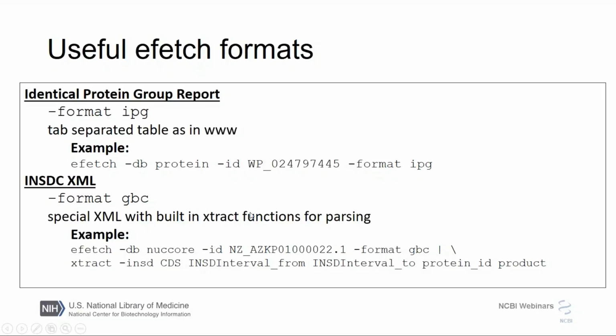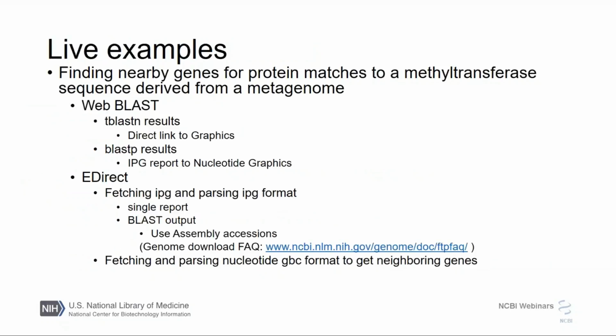So here's what we're going to do. We're going to go to the web and do some web BLAST stuff. And really, I'm not going to run the searches. I'm just going to show you the results because I've already run them. It'll save us some time, but I'll show you how to get to the graphics view and how to do the things I talked about. Then we'll touch on using EDirect to get these things out using the command line. I'll show you how to do it with a single report, and then we'll begin to talk about how you would do it with BLAST output.